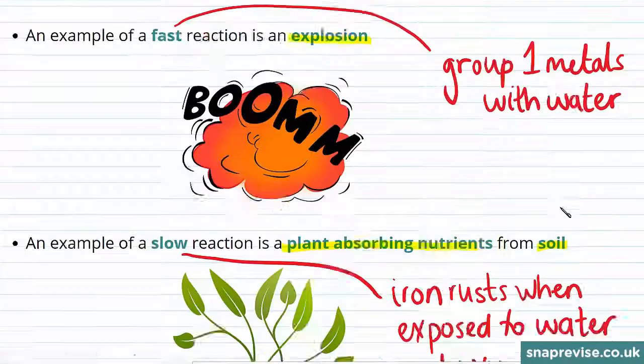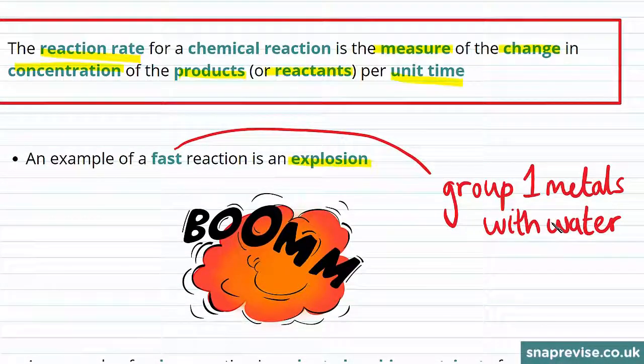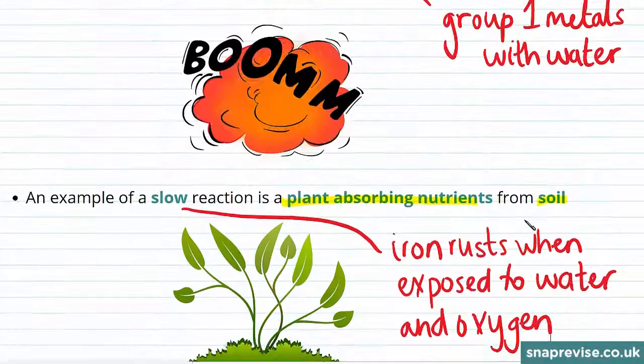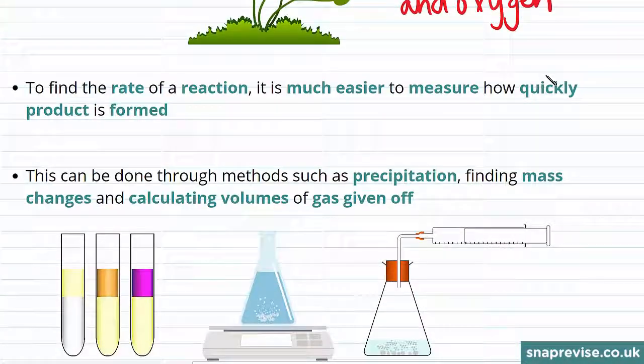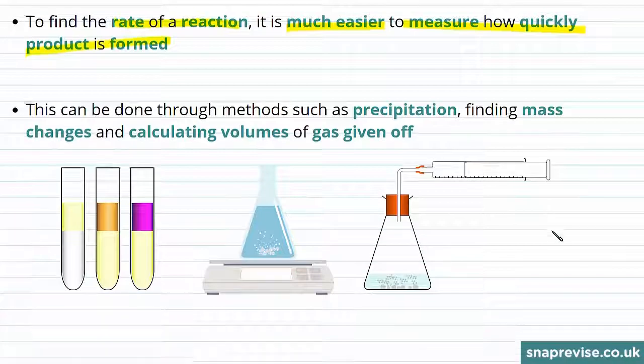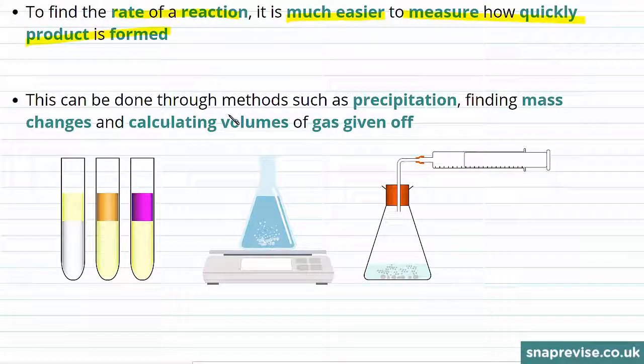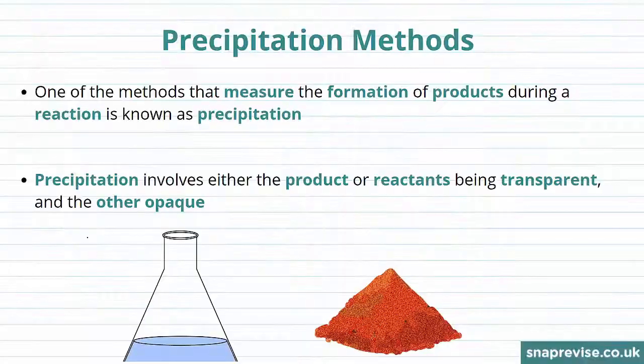In our definition, we said that the reaction rate for a chemical reaction is a measure of the change of concentration of the products or reactants per unit time. But in reality, when finding the rate of reaction, it's often much easier to measure how quickly the product is formed. This is because it's easier to observe a change rather than how quickly something is disappearing. Measuring how quickly a product is formed can be done through methods such as precipitation, finding mass changes, or calculating the volumes of gases given off. And in this video, we're going to look at these 3 examples in more detail.